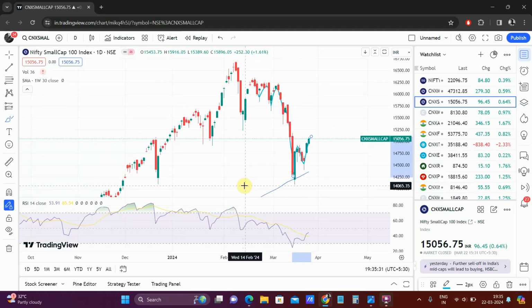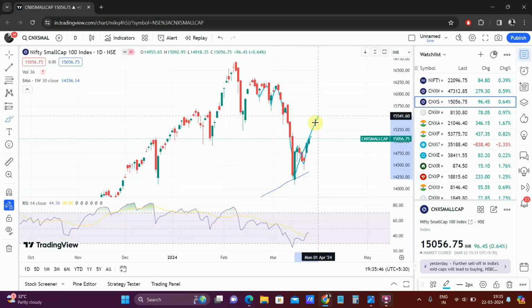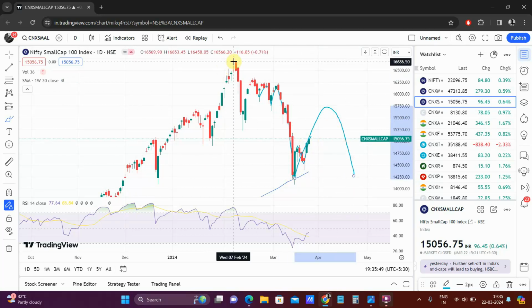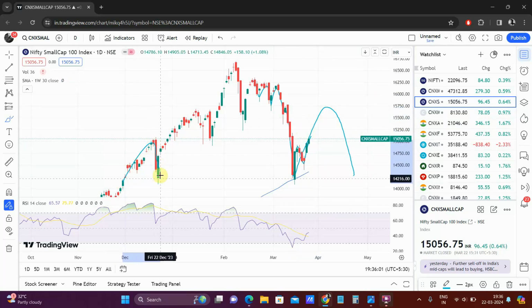And also if we kind of draw a line here, right? So in that inverse head and shoulder pattern, chances are it need not be exactly symmetrical. It need not kind of start falling from this level itself. This shoulder can be even higher, but it shouldn't be higher than the head, right? So until and unless 16,686 is kind of not broken, we can be sure that there is another shoulder in the making, right? So if that is kind of taken out, then this is invalid, right? So as of now, another shoulder is in the process of being made, but the good thing is the trend has now changed. It is now making a higher high, higher low.